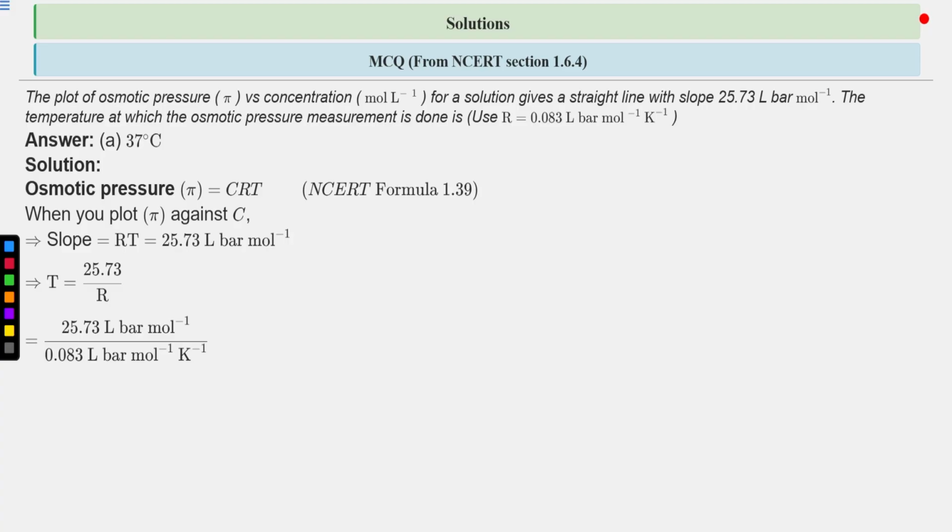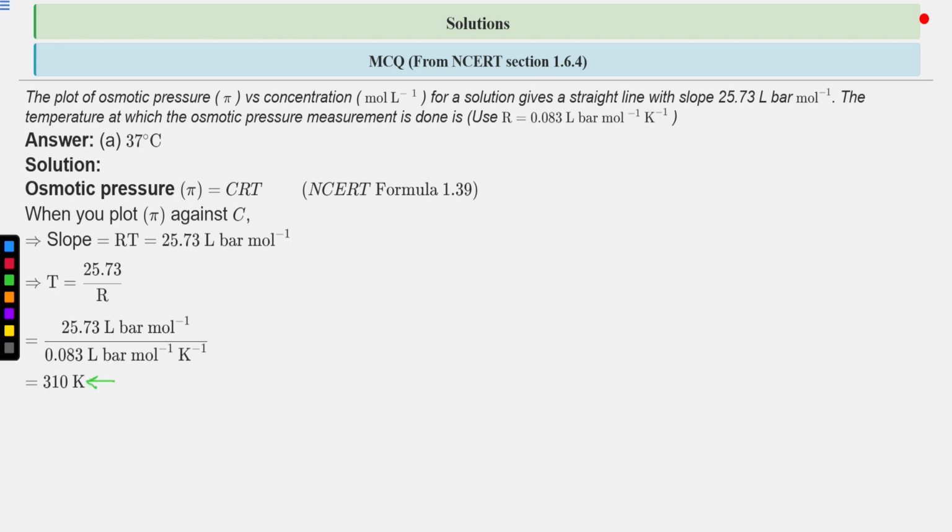Now you have to divide these two terms, that means solve this fraction, and the units will get cancelled out. The only remaining unit will be Kelvin inverse in the denominator, which will go to the numerator as Kelvin, the unit of temperature. So after solving this fraction, the temperature comes out as 310 Kelvin.